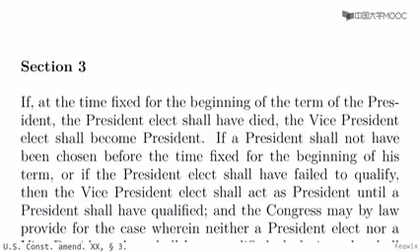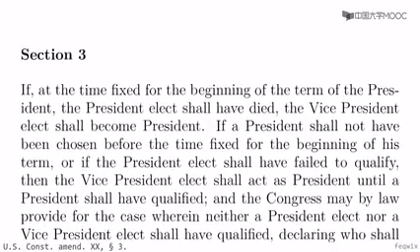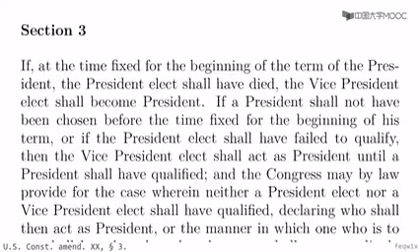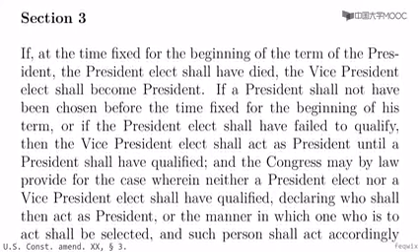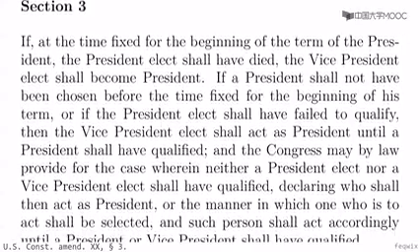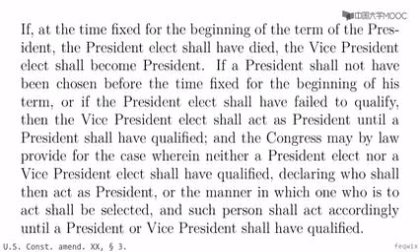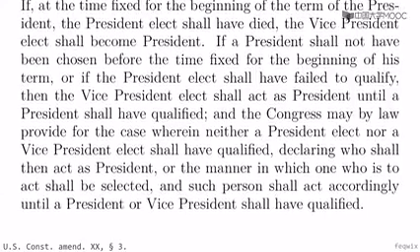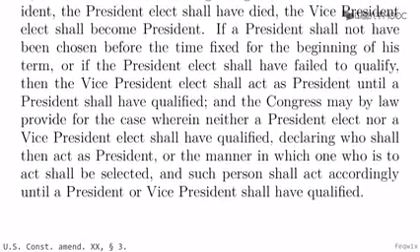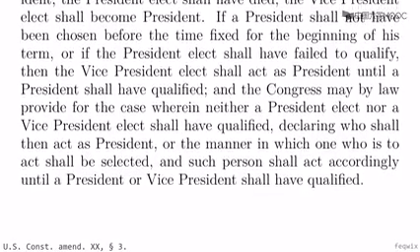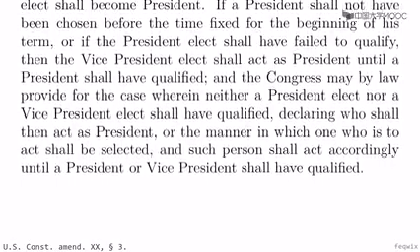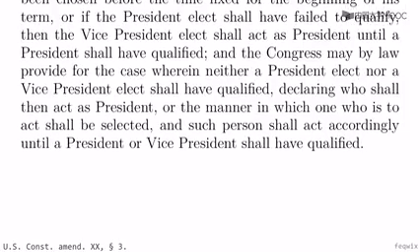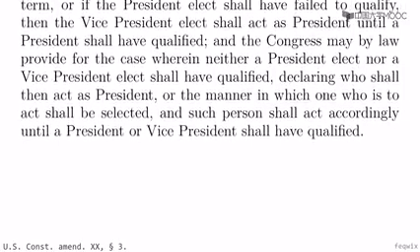Section 3. If, at the time fixed for the beginning of the term, the President-elect shall have died, the Vice President-elect shall become President. If a President shall not have been chosen before the time fixed for the beginning of his term, or if the President-elect shall have failed to qualify, then the Vice President-elect shall act as President until a President shall have qualified, and the Congress may by law provide for the case wherein neither a President-elect nor a Vice President-elect shall have qualified, declaring who shall then act as President, or the manner in which one who is to act shall be selected, and such person shall act accordingly until a President or Vice President shall have qualified.